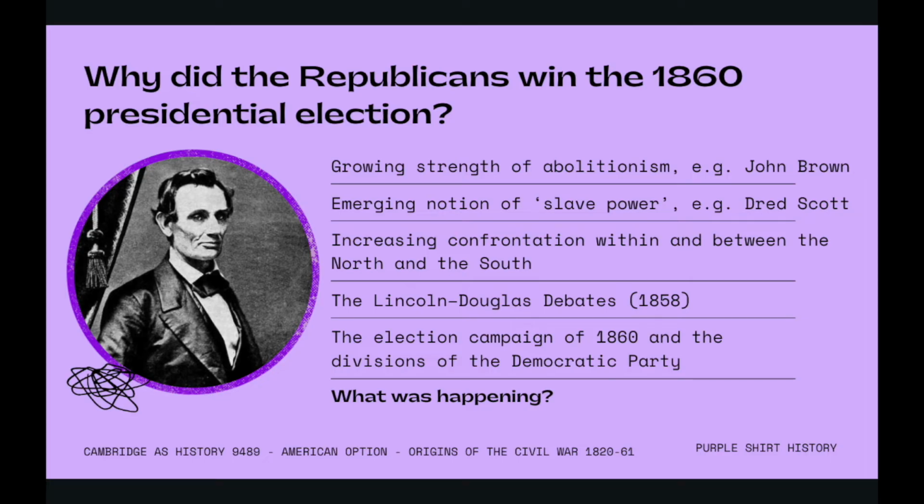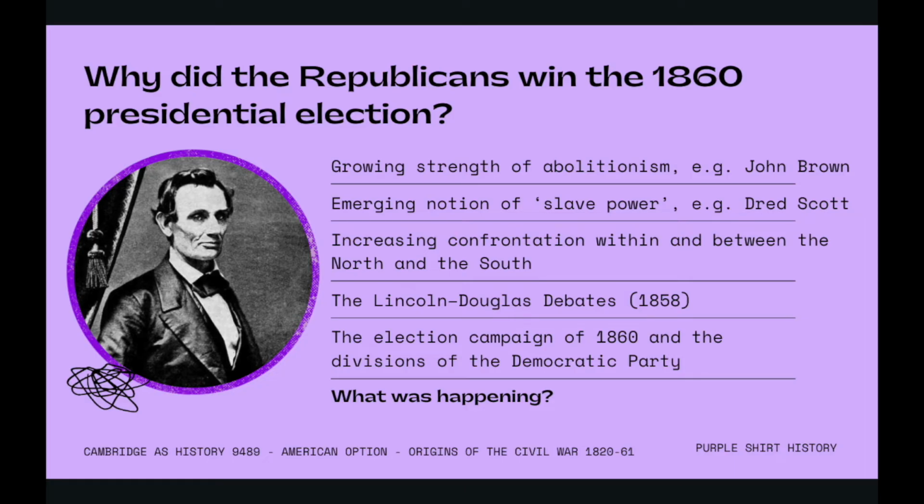Emerging notion of slave power, e.g. the Dred Scott case. So I mentioned slaveocracy, the disproportionate amount of political power that the South had, the slave states had, over the federal government, despite the economic and population demographics of the country. Slave power in the Dred Scott case was seen as coming to a head. The Dred Scott case was 1857.